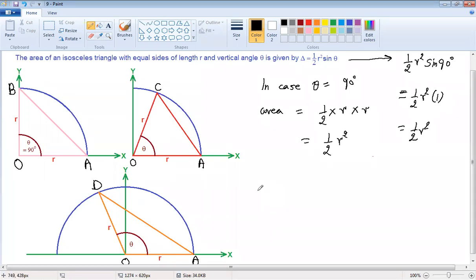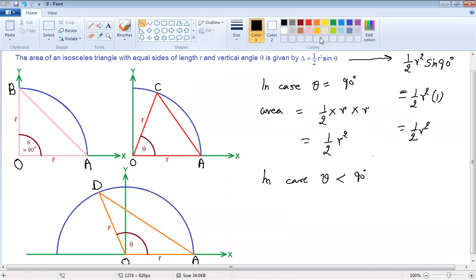But we will prove that this area formula for an isosceles triangle works for an acute value of the angle theta as well as an obtuse value of the angle theta. So in case angle theta is less than 90 degrees, that means acute. So this is the picture in which the vertical angle theta is acute.